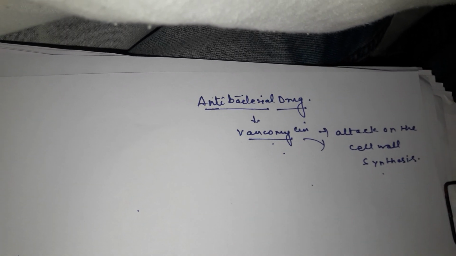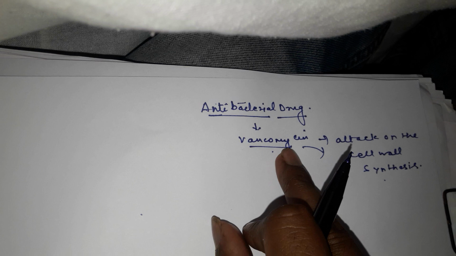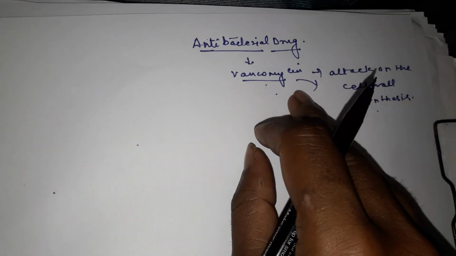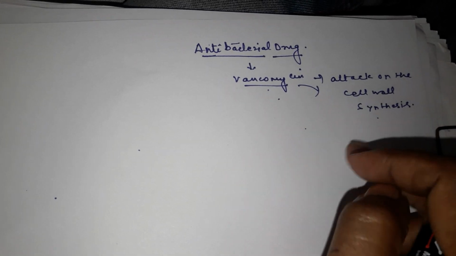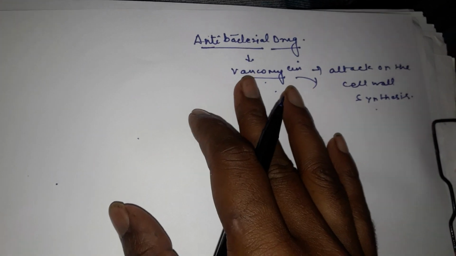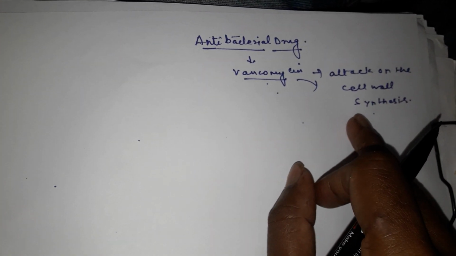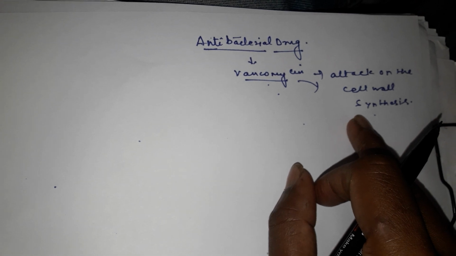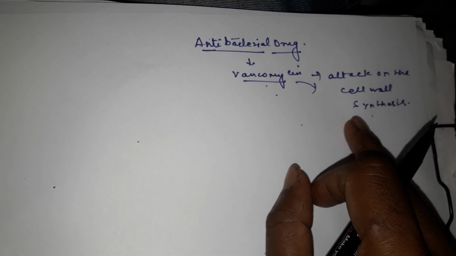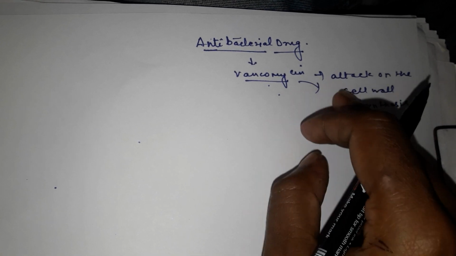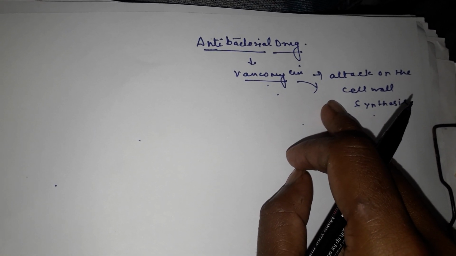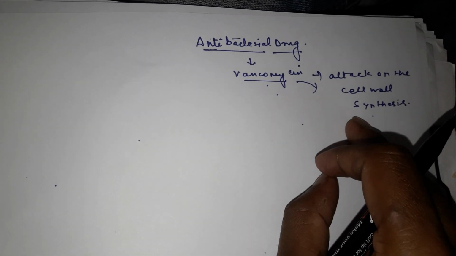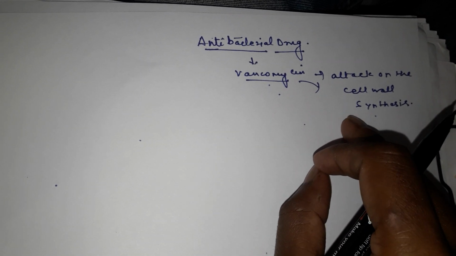The mechanism of action of vancomycin is that it attacks cell wall synthesis. If cell wall synthesis breaks down, then what happens here? The bacterial growth will be reduced. It kills the bacteria because its mode of action is to stop the cell wall synthesis.